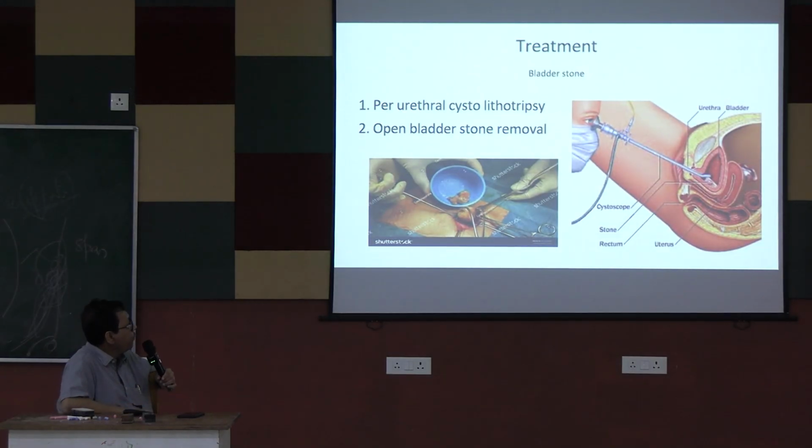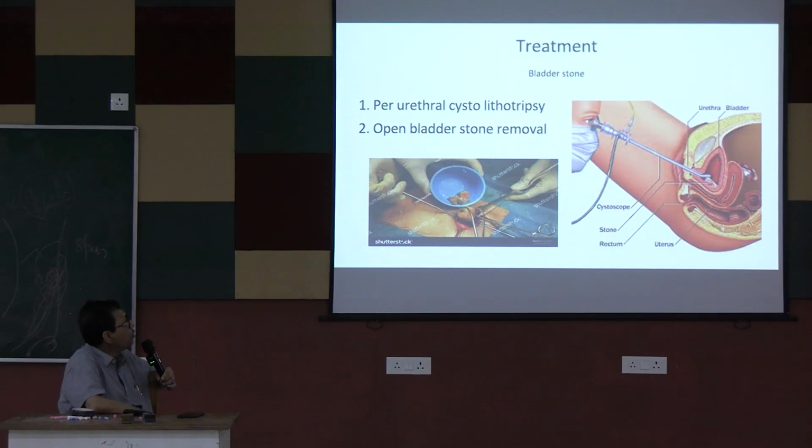This is the bladder stone. Bladder stone, if it is big, it can be removed per urethra with the help of breaking the stone into pieces. You see how we entered the bladder. We see the stone there. We break it with energy source and take it out.